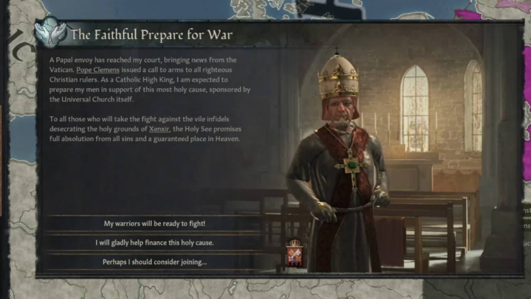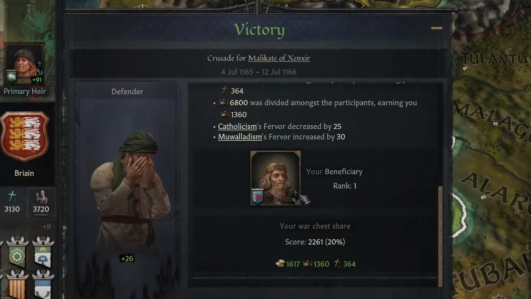Another bonus is Catholicism tends to unlock crusades earlier, and participating in one will provide land for your dynasty and earn you lots of prestige, gold, and piety.